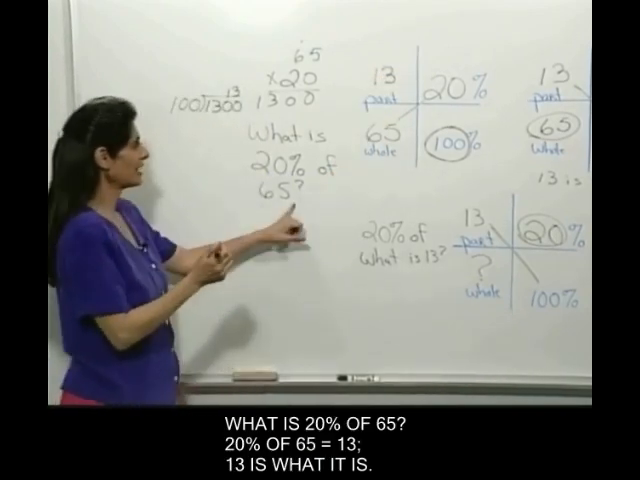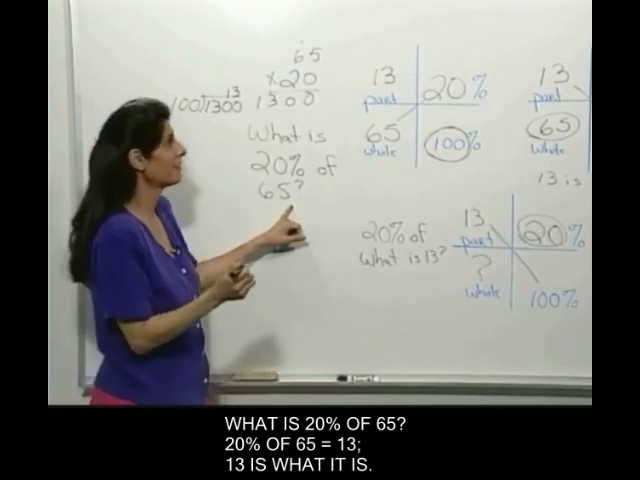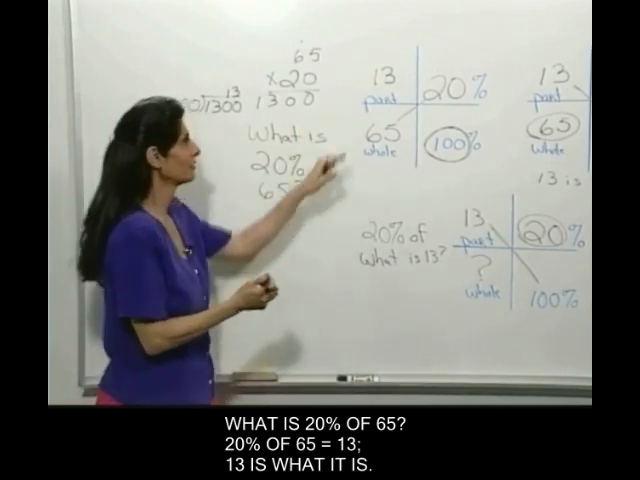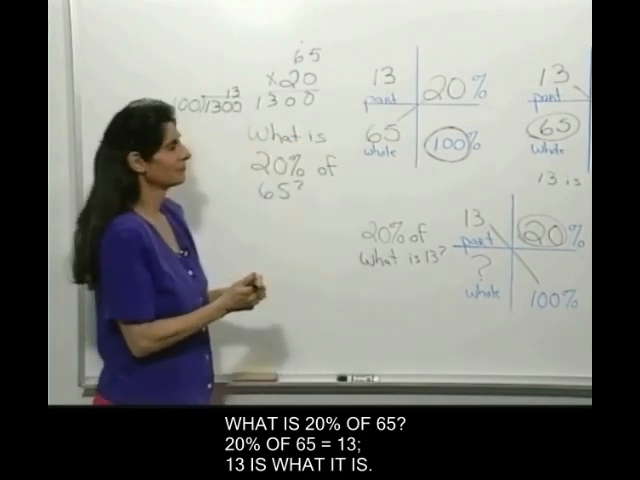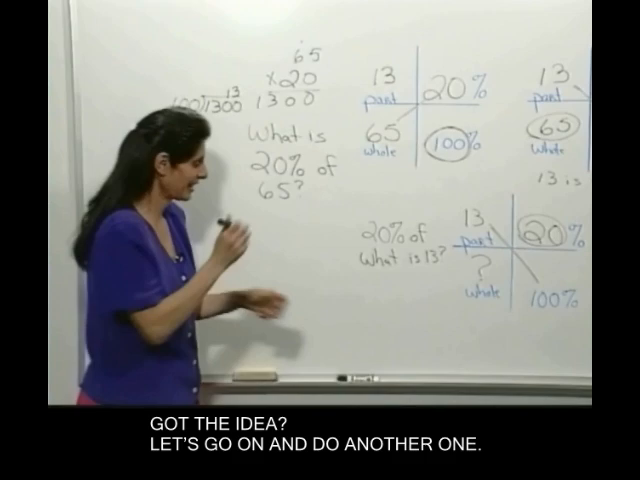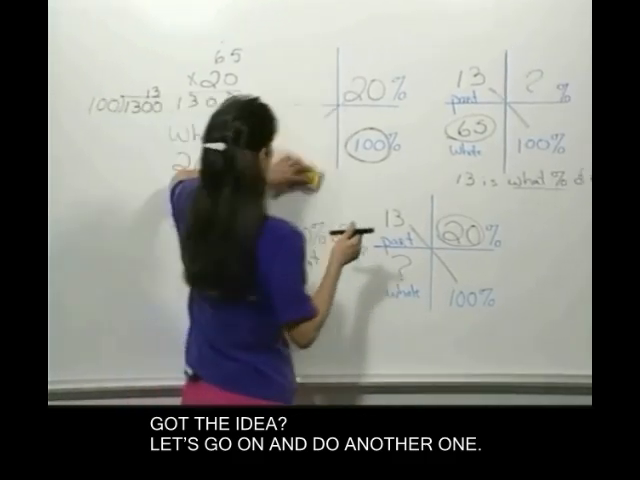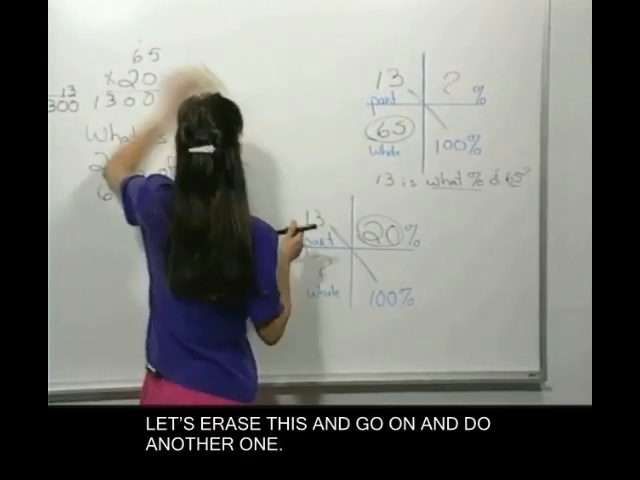What is 20% of 65? 20% of 65 is 13. 13, that's what it is. Got the idea? Let's go on and do another one. Let's erase this and go on and do another one.